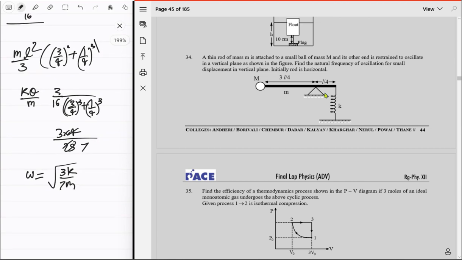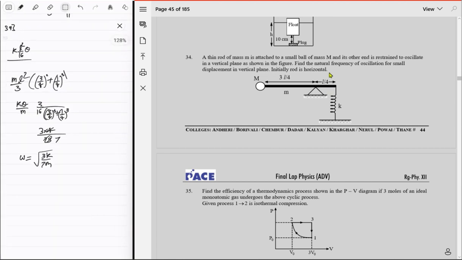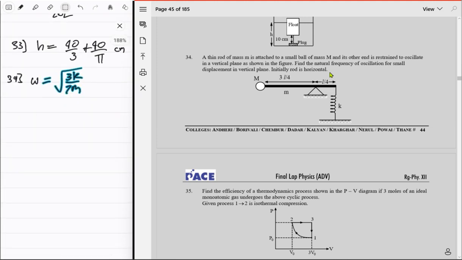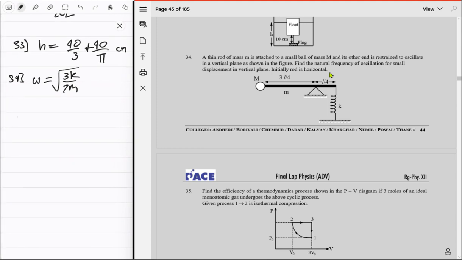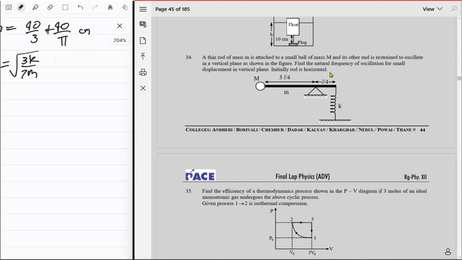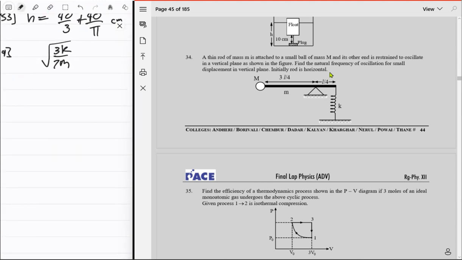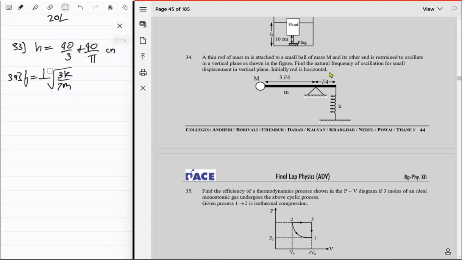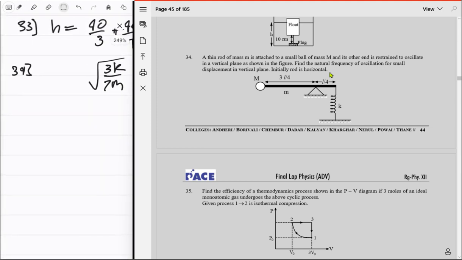What do you want? Natural frequency, this is the natural frequency. Next question. Wait, this is the angular frequency. We just need the frequency, right? Or what? It's a subjective type question, so what difference does it make? I don't care, so omega is just this thing. Next question. F will be just omega upon 2 pi. Just F equal to 1 upon 2 pi of this expression, right?